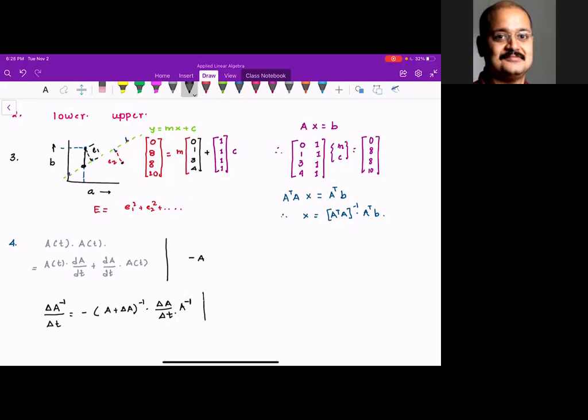Equation 11. 11 is the derivative of B inverse A inverse, which is equal to B inverse, yeah, derivative of A inverse. That is the same equation I wrote.